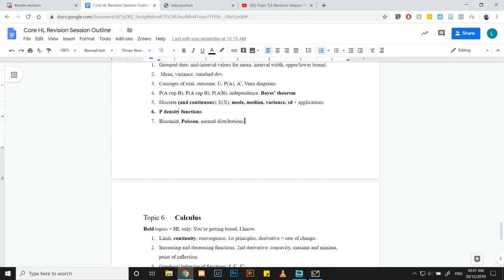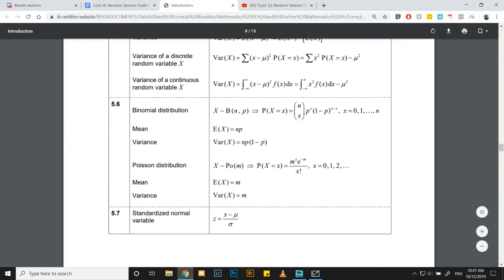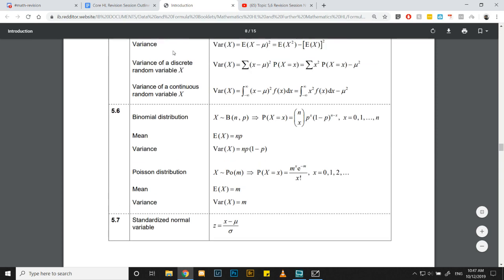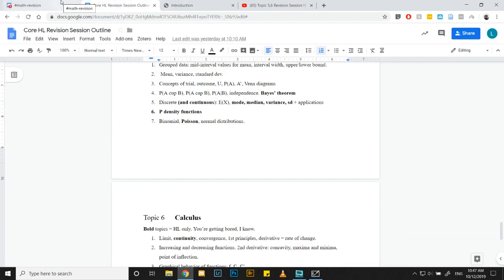So then probability density functions, I think for some reason I've covered it. Yeah, I basically covered it. We have a ping. Let me check. Oh, it's okay. It's fine.